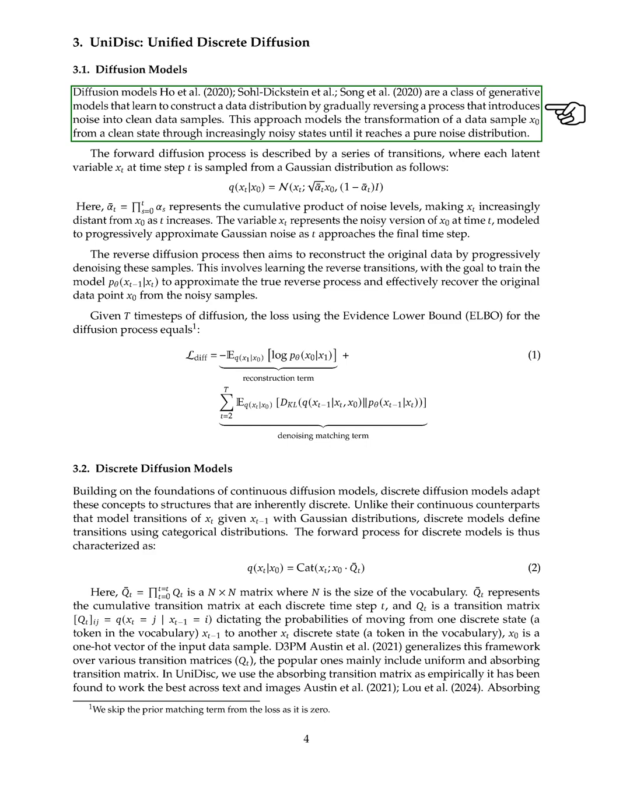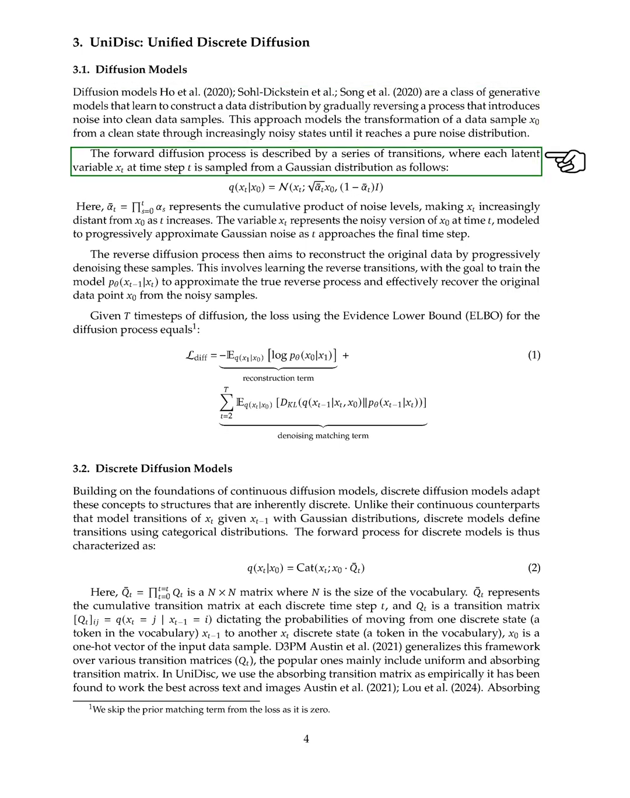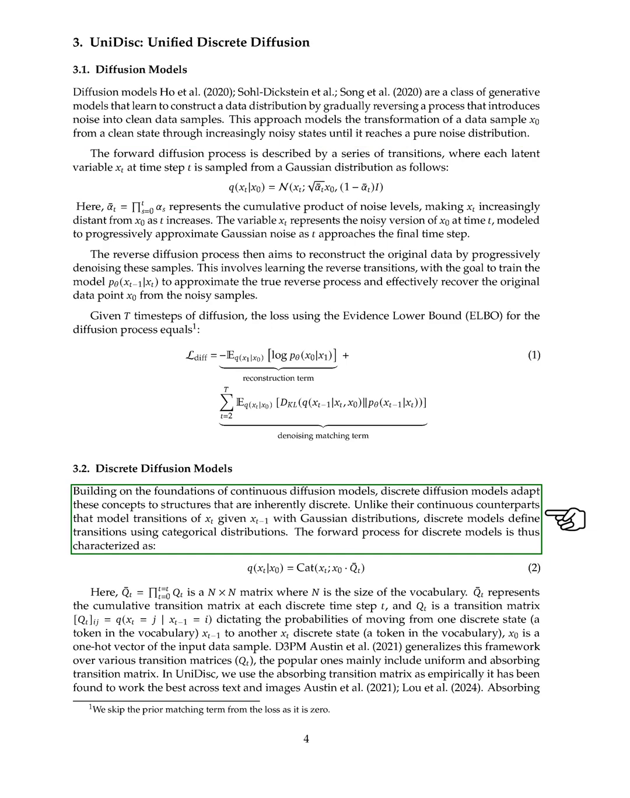We explain that diffusion models are generative models that learn to create data distributions by reversing a process that adds noise to clean data. This process starts with a clean data sample and gradually introduces noise until it resembles pure noise. The forward diffusion process involves a series of transitions, where each state at a given time is sampled from a Gaussian distribution. In contrast, discrete diffusion models adapt these principles to discrete structures, using categorical distributions for transitions instead of Gaussian ones. The forward process for discrete models is characterized by a cumulative transition matrix that dictates the probabilities of moving between discrete states.